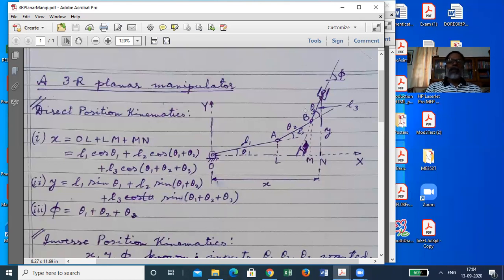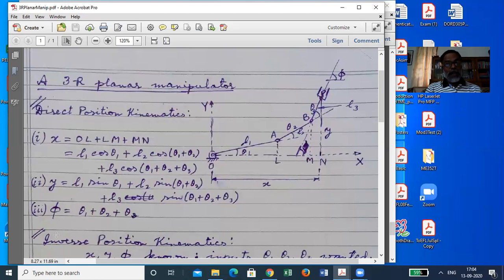So what is the angle phi? You just see, theta1, you are in this direction. Turn further theta2, you are along this direction. Turn further theta3, you have got to the correct direction, phi. So that means the output orientation is theta1 plus theta2 plus theta3. And you have got it. So that means direct position kinematics is just this: express in terms of theta1, theta2, theta3 these output coordinates x, y, phi, and you are done.